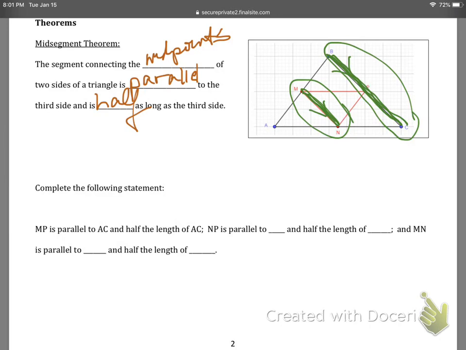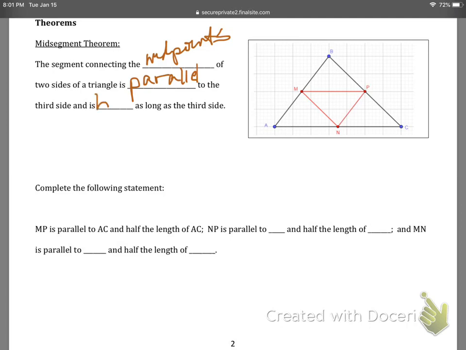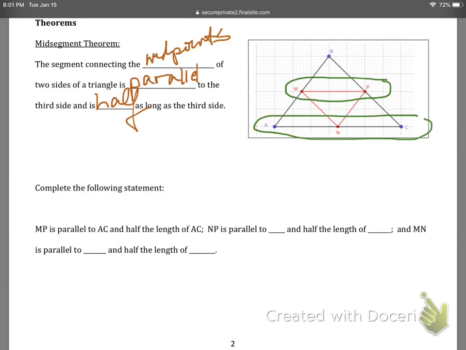Okay, so we have some note-taking, some visuals, so we're going to get rid of that again, and let's complete the following statement. So MP, so where's MP? MP is right here, is parallel to AC, there it is, and half the length of AC. Okay, so this was all the green. Let's see if we can fill in the rest of it.